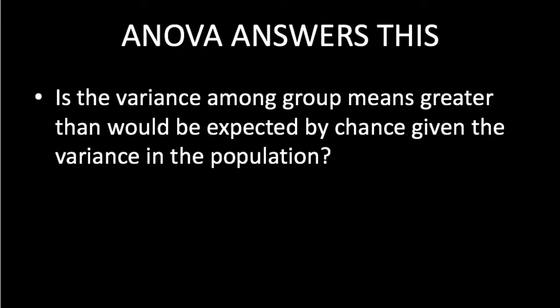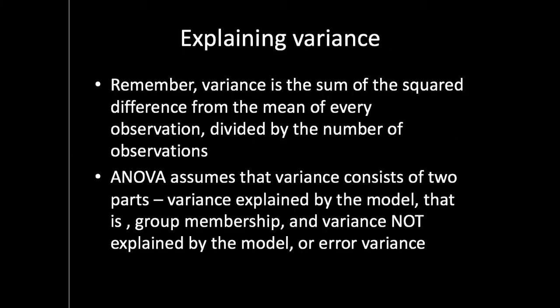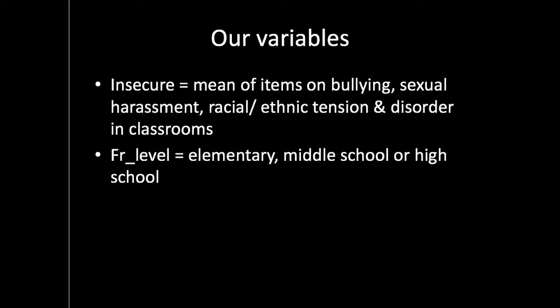ANOVA answers this question: is the variance among group means greater than would be expected by chance given the variance in the population? In explaining variance, remember, variance is the sum of the squared difference from the mean of every observation divided by the number of observations. That's all the variance is. And the square root of the variance is the standard deviation, which is just a fact and kind of irrelevant for this point. ANOVA assumes that variance consists of 2 parts: variance explained by the model, that is, group membership, and variance not explained by the model, or error variance. Now in that case, we don't really mean error in the sense of being recorded incorrectly, but it's just variance that cannot be explained by your model, say what city you live in or what your gender is.